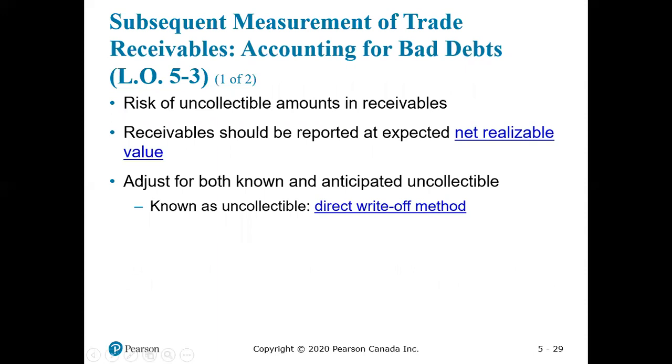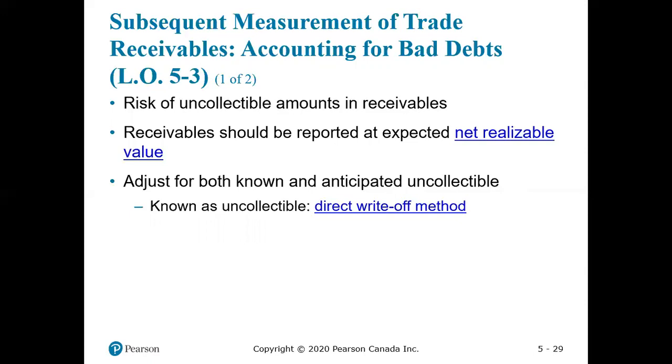So subsequent measurement of trade receivables, so accounting for bad debts. There is a risk of uncollectible amounts being included in receivables. Receivables should be recorded at the expected net realizable value, which means they should be recorded at what the company thinks they are actually going to receive. So if there are amounts that won't be received, that needs to be adjusted for. You have to adjust for both known and anticipated uncollectible amounts.